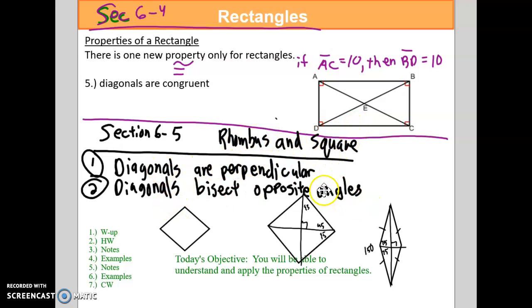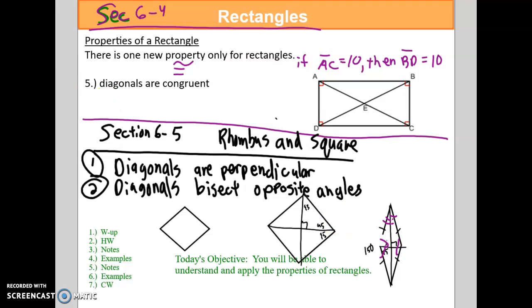2 more rules I want to add about rhombuses and squares. So diagonals are perpendicular when you have a rhombus, just like here, which helps a lot when you're finding the angles. Diagonals bisect the opposite angles, so that is actually really key too, because it says that this is going to be 75 and 75. So these angles here become congruent. But these angles up here are also congruent. We're going to denote those with double hash marks.